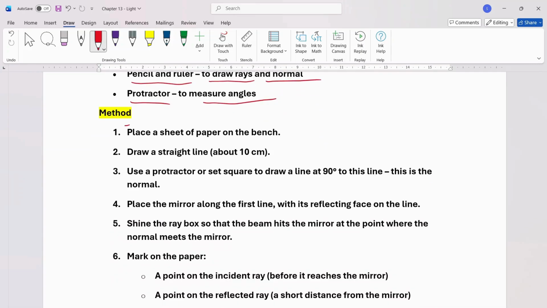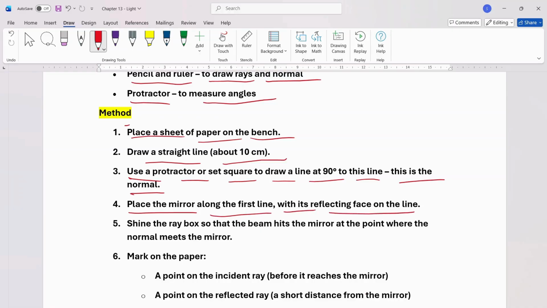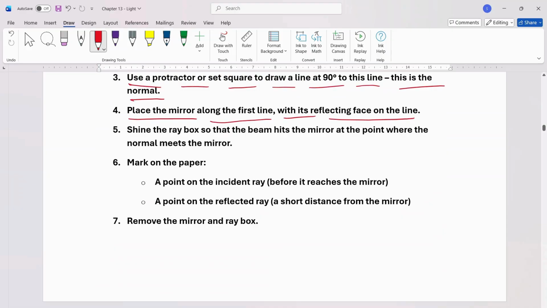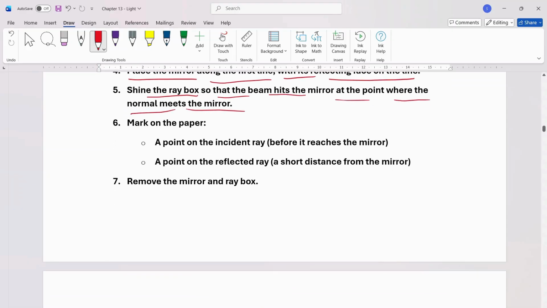So the method will be: place a sheet of paper on the bench, draw a straight line about 10 centimeters, use a protractor or set square to draw a line at 90 degrees to this line. This is the normal. Place the mirror along the first line with its reflecting face on the line. Shine the ray box so that the beam hits the mirror at the point where the normal meets the mirror.